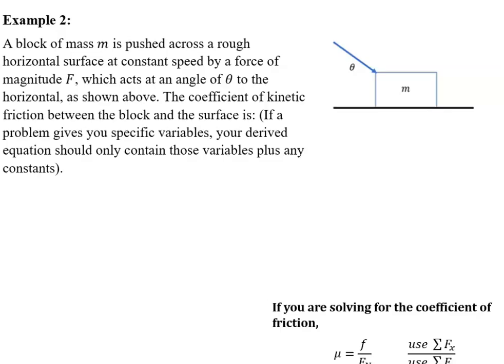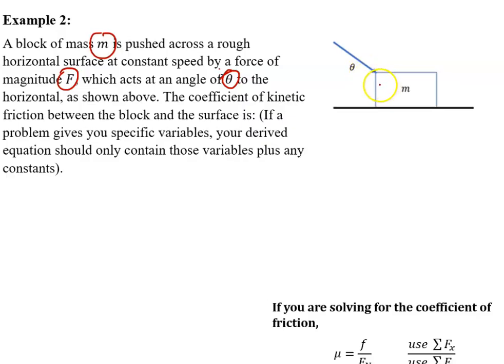All right, this one's a little bit different. With this question, you're going to be deriving an equation for the coefficient of kinetic friction. Specifically, we have a block of mass m that's pushed across a rough horizontal surface at a constant speed by a force of magnitude F at an angle of 30 to the horizontal. The coefficient of kinetic friction between the block and the surface is mu.